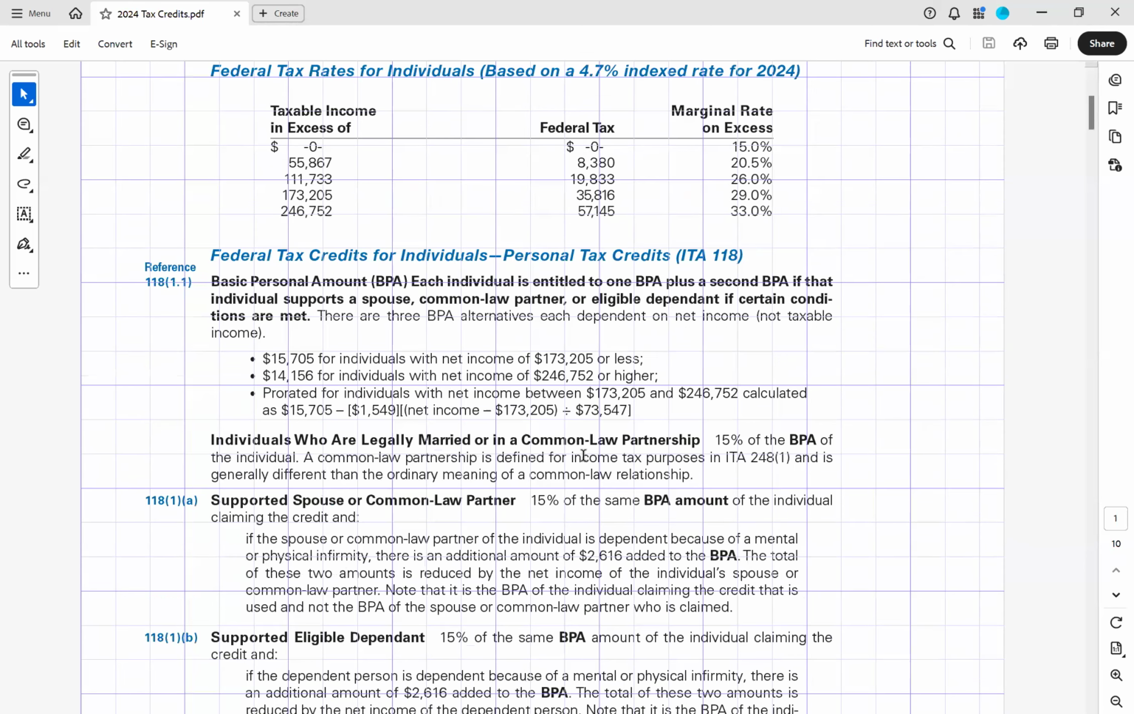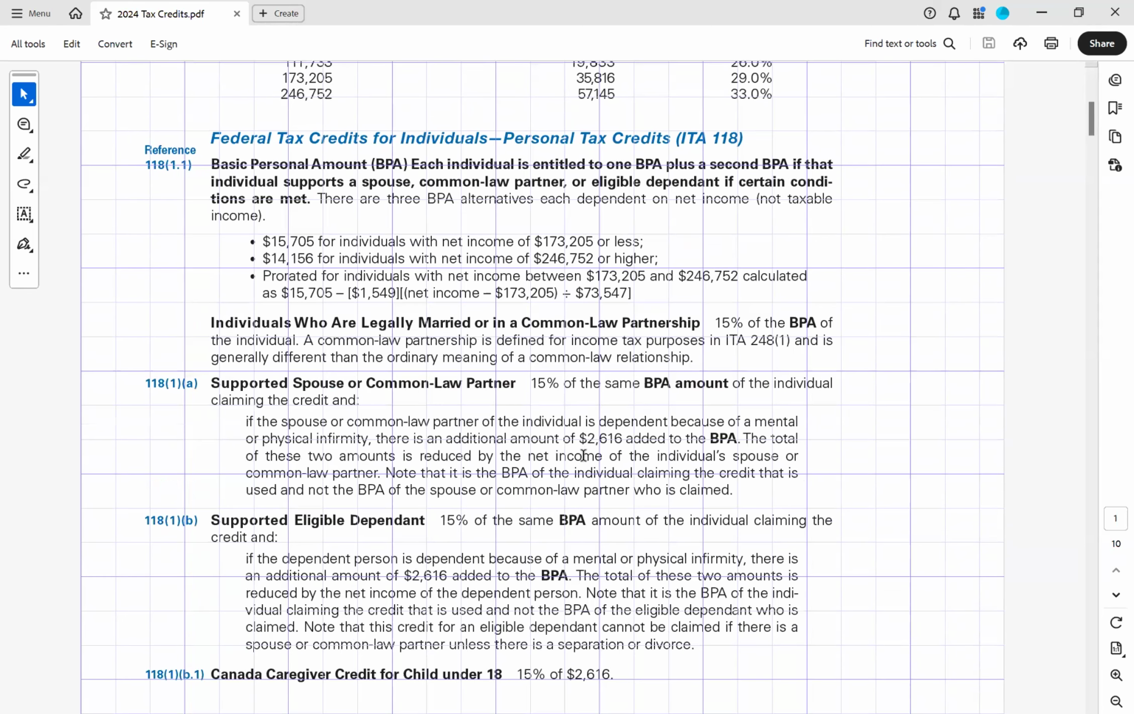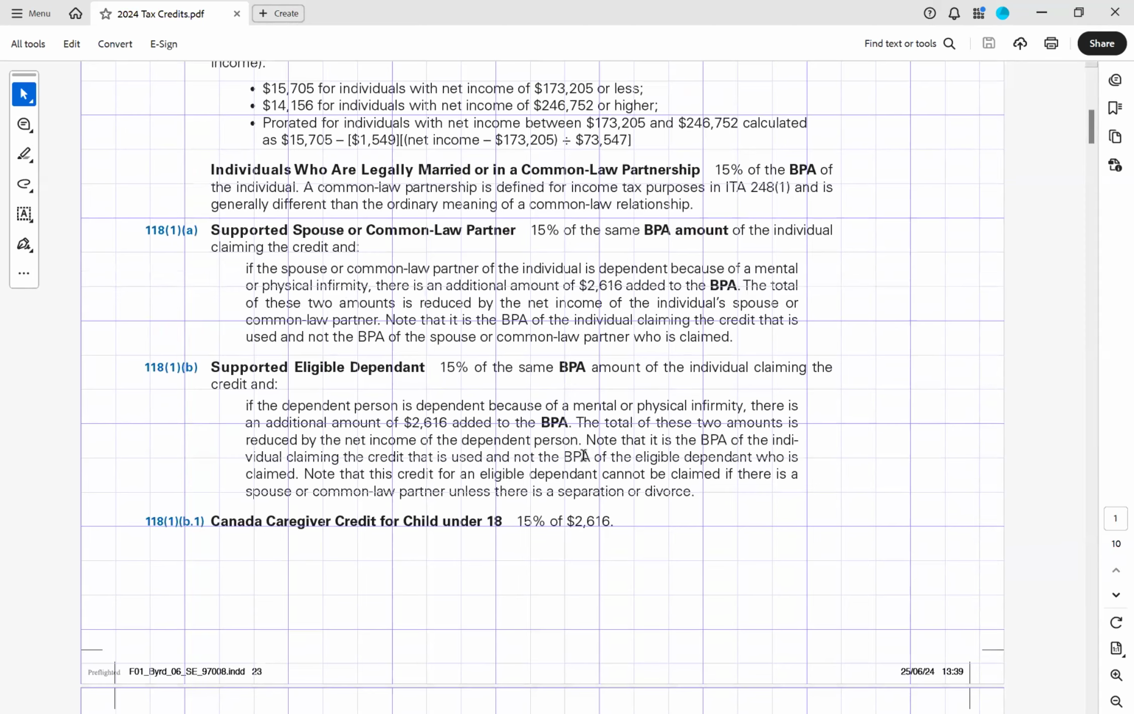So we talked about the BPA, we talked about the spousal. Now the eligible dependent, you can only claim that if you're single or widowed and you don't qualify for the spousal. So the eligible dependent will not matter in this case because Clarice is married.